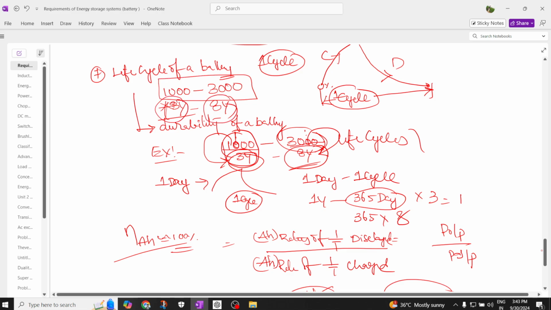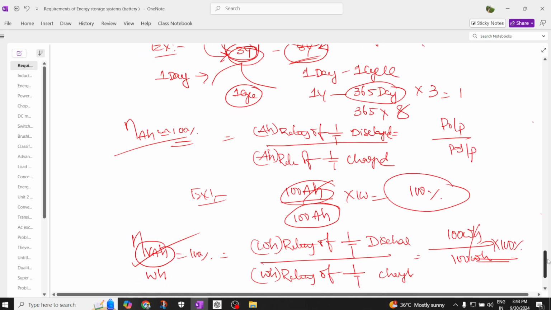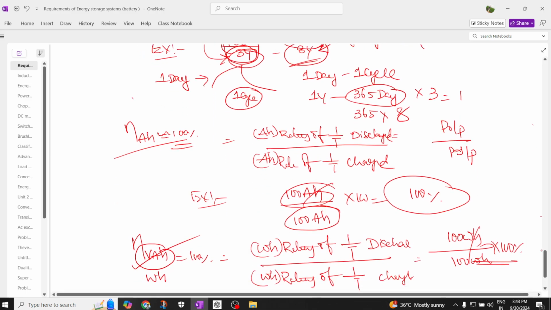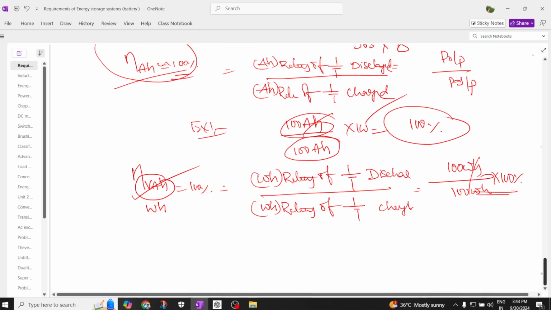Next, the life cycle of a battery varies from 1000 to 3000 cycles, or 3 years to 8 years. If you buy a mobile, maximum 3 years you can use. Electric vehicle also you can use for 3 years, or maximum, a four-wheeler you can use for 8 years. And ampere hour efficiency is approximately equal to 100%, which is the ampere hour rating of a battery discharge to the ampere hour rating of a battery charge. So this is all about the characteristics, parameters or specifications of a battery.